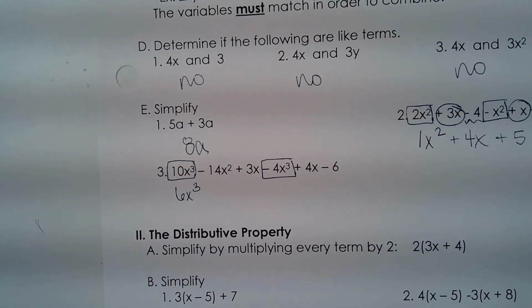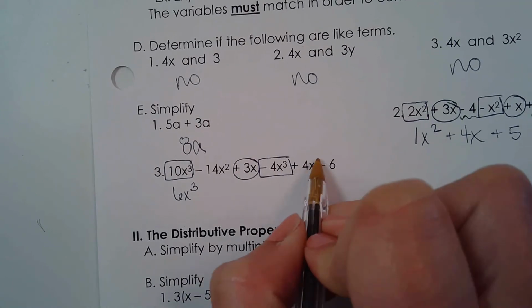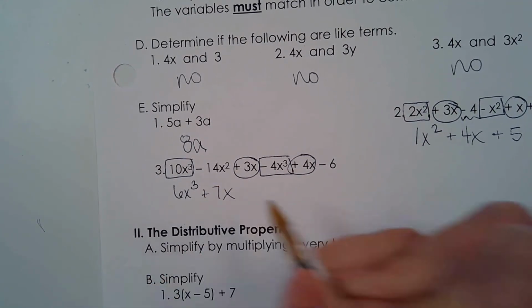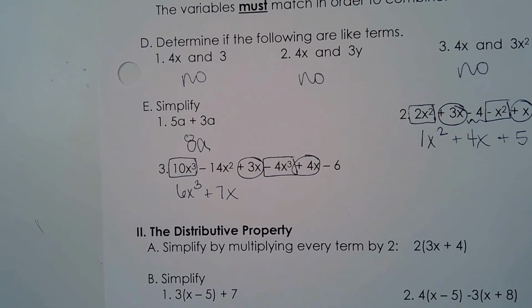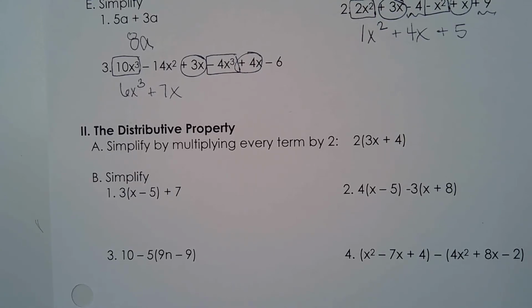All right, what else? 3x and 4x. What's that? 7x. Any other like terms? So are we done? Negative 14x squared. What do we need to do with that?